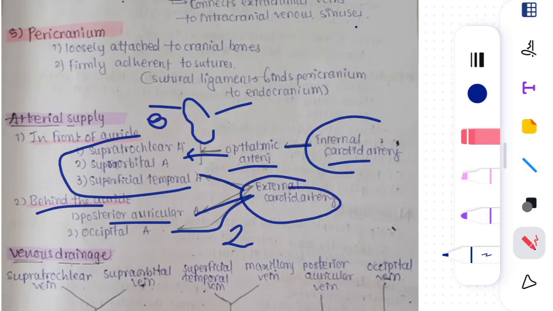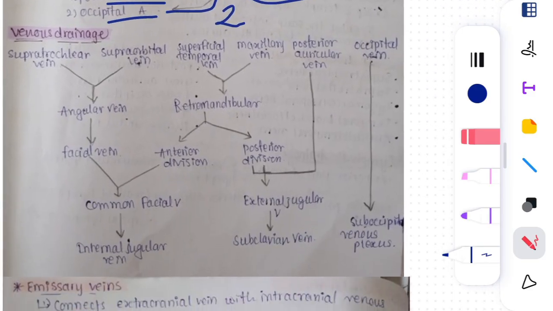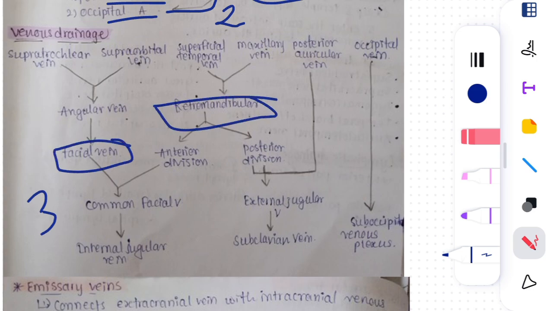Here are 2 arteries behind the auricle, 2 branches of the external carotid artery: the posterior auricular and occipital artery. Let's see the venous drainage. There are 3 pathways: facial pathway, retromandibular pathway, and occipital pathway.